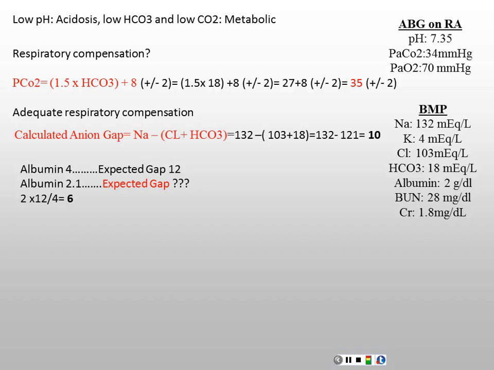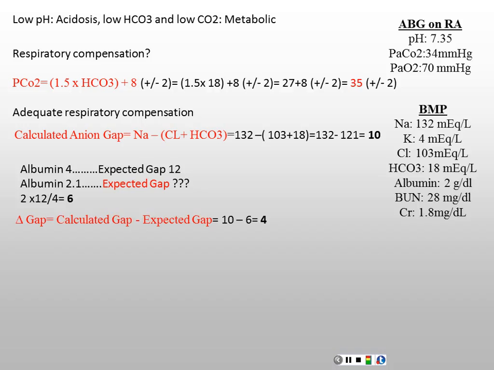And to calculate that easily, you multiply 2 by 12, and then you divide it by 4, and the number will be 6. So for this individual with low albumin, with albumin of 2, your expected normal anion gap should be 6. His anion gap that we calculated is 10. So there is some discrepancy there.